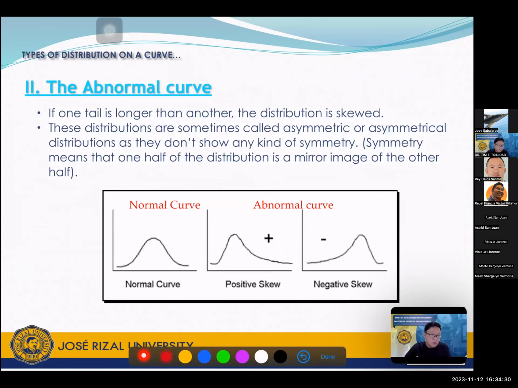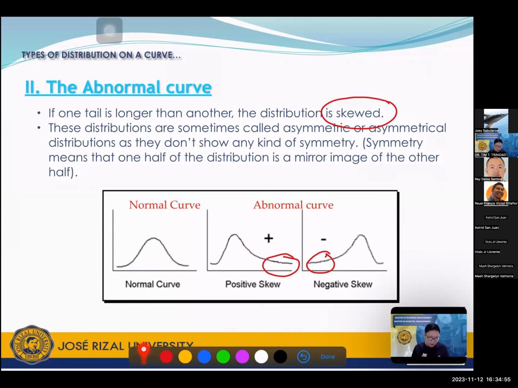So what about the abnormal curve? Okay, if one tail is longer than another, then that distribution becomes skewed. So pagka nagkaroon ka ng ganito, there is skewness. Compare mo ngayon dito, okay, smooth yung curve niya. Pagka nagkaroon ka ng tail, that will make the distribution of your data abnormal. Okay, so it depends upon the concentration.